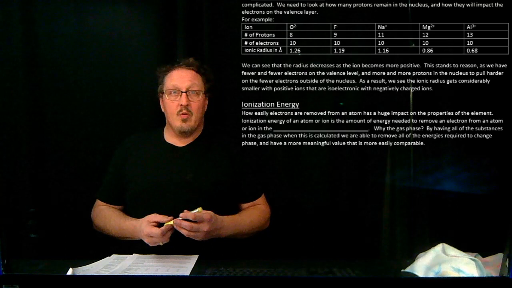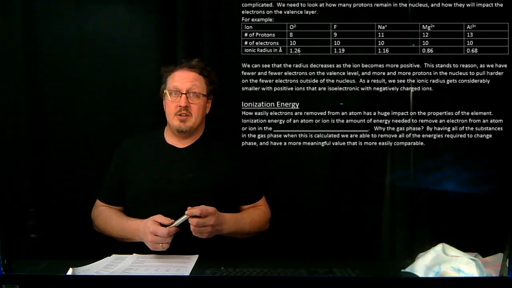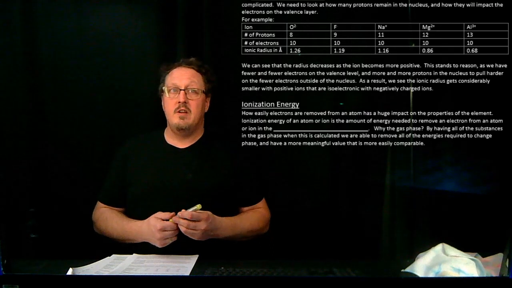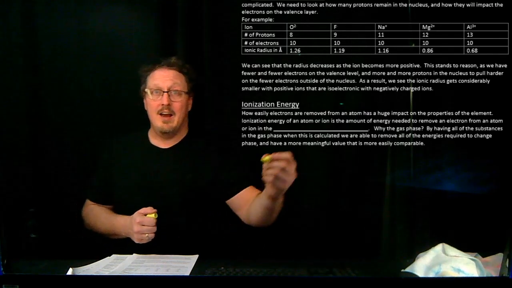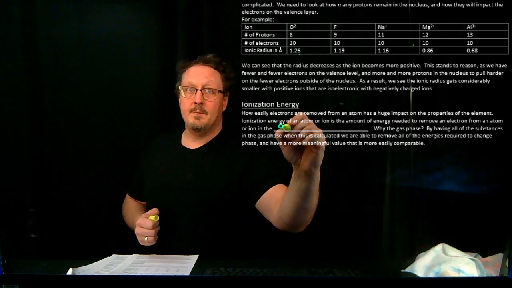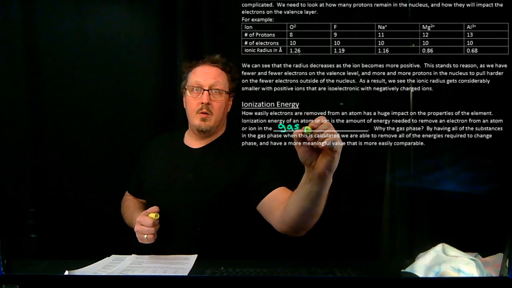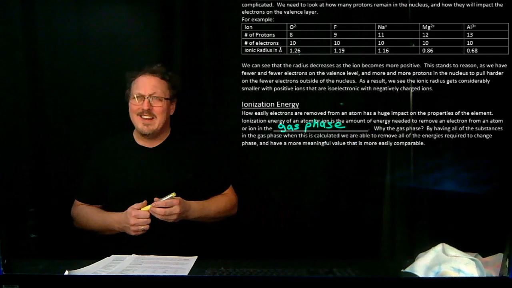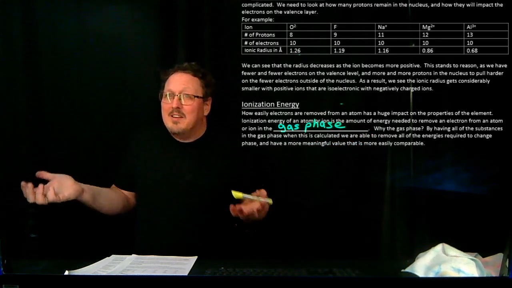Now, the definition of the ionization energy of an atom or an ion is the amount of energy needed to remove an electron from an atom or an ion in the gas phase. The question that I had when I first learned this is, why in the gas phase? Why does it have to be in the gas phase?